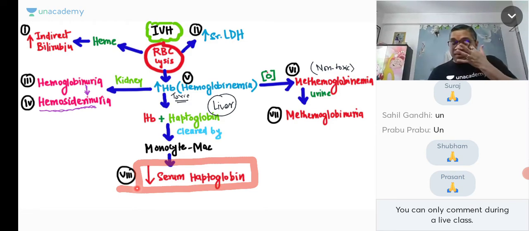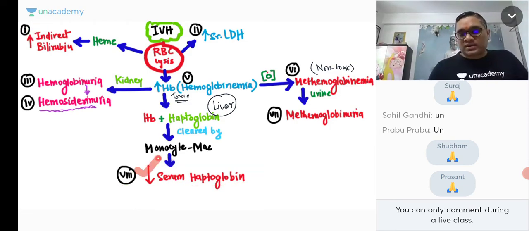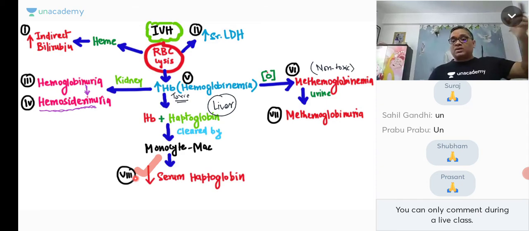So now understood, these are the 8 findings, and out of these 8 findings, you can see this one and this one, these 2 findings are different. These 2 findings are similar only in extravascular hemolysis. Is it clear to all of you?